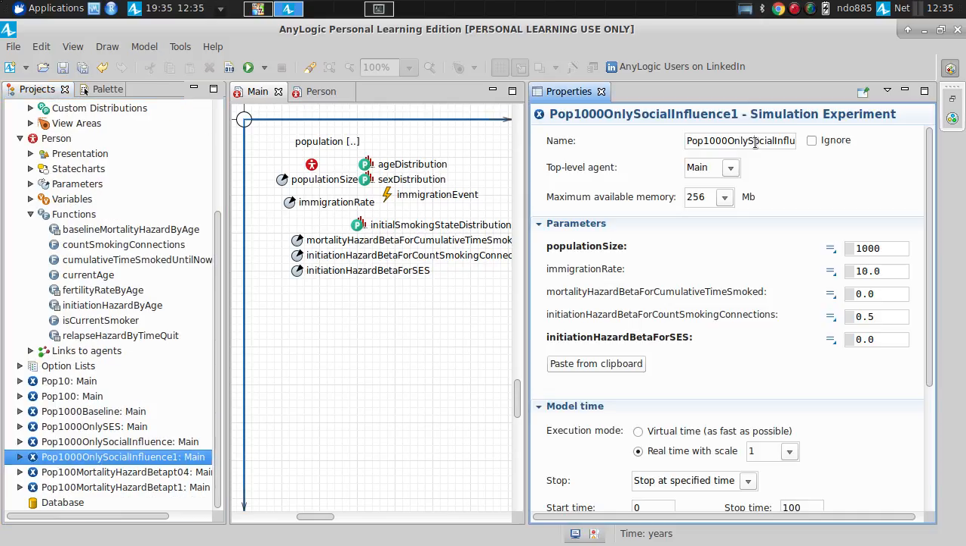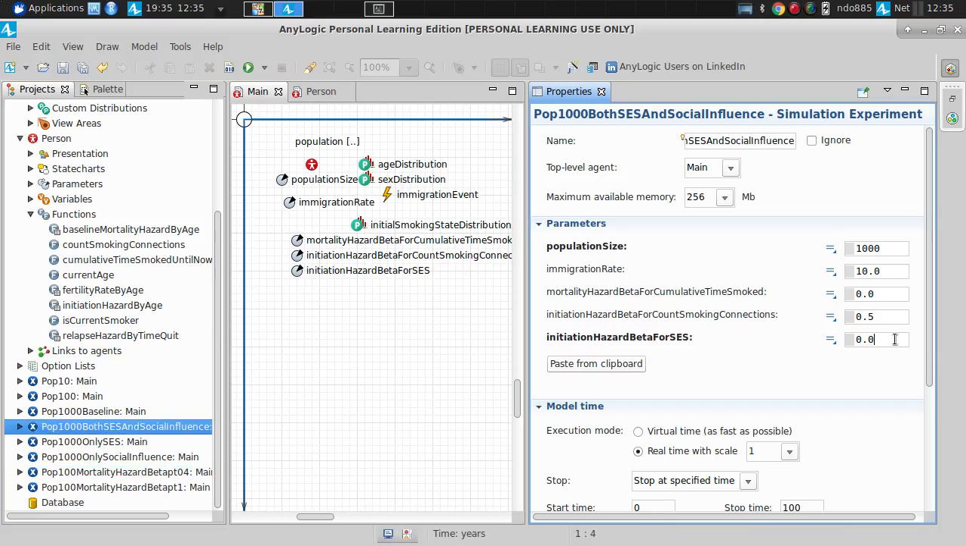And I'm going to have both SES and social influence. Save. And I'm going to change this beta for SES to be minus 1.0. Oh, excuse me, minus 1.0.